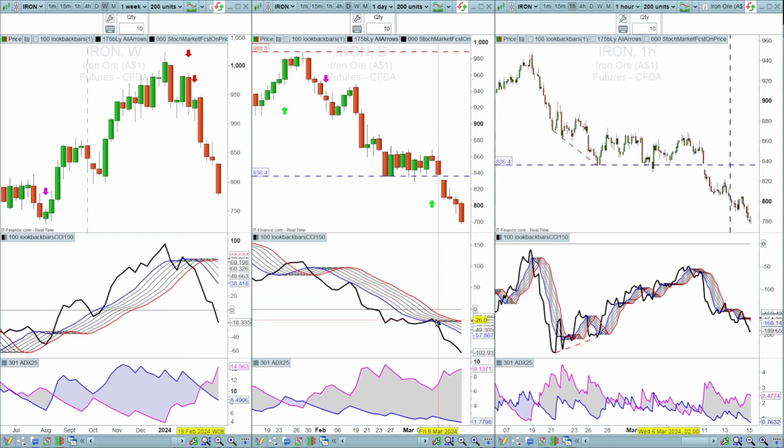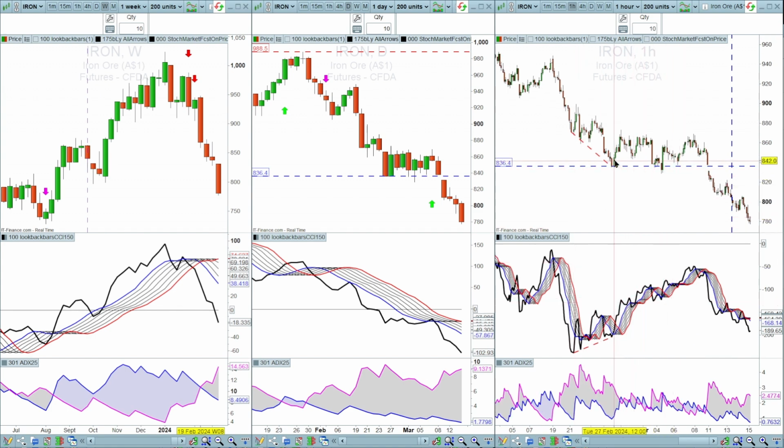On the daily it had a bit of a touch in that band at that point there, but then it fell lower. And on the hourly we did have a bullish divergence versus that point there. The price rose ever so slightly, and then it fell off. Now that was probably a failed divergence in that point.